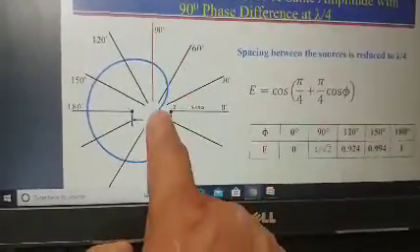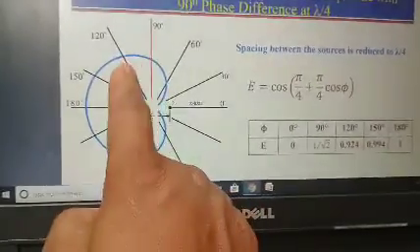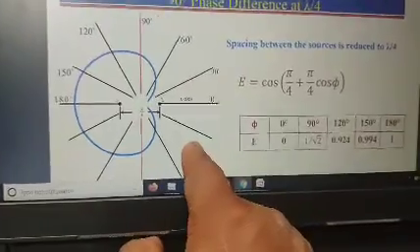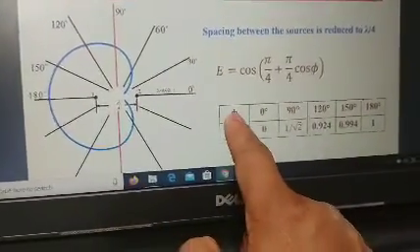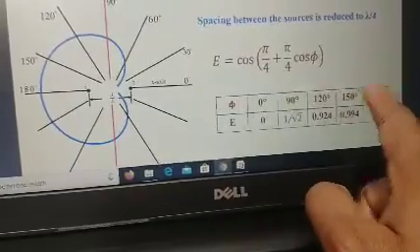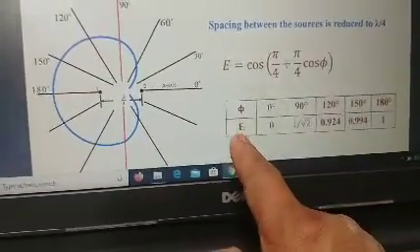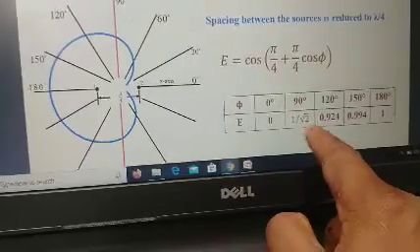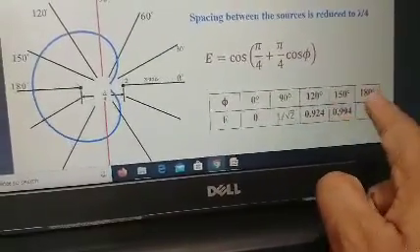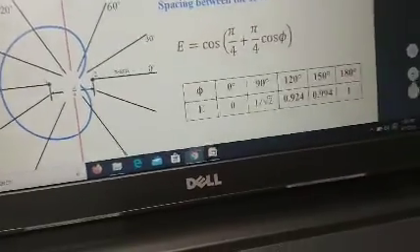Here the maximum radiation we get is in the second and third quadrants only rather than the first and fourth quadrants, and phi is varying from 0, 90, 120, 150, 180 degree. We get the radiation pattern E equal to 0, 1 upon root 2, 0.924, 0.994, and at 180 degree it is 1.